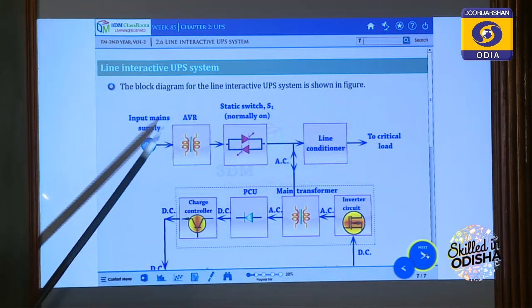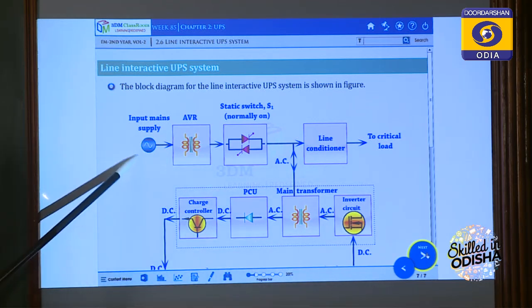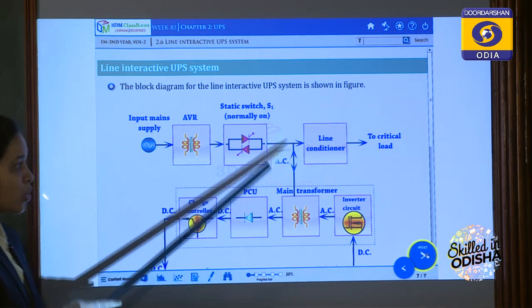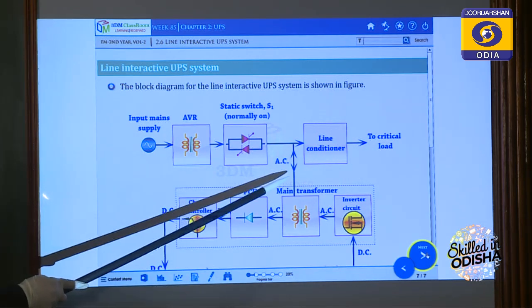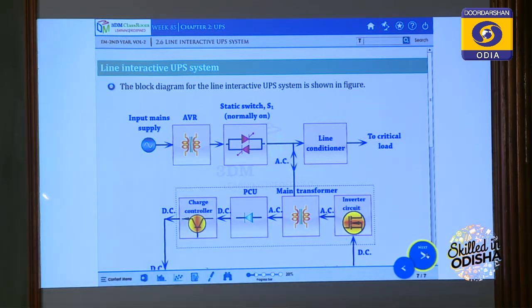In this direction, our input voltage supply is given to our critical load. Some part of the AC supply is also stored in the form of DC in the battery.